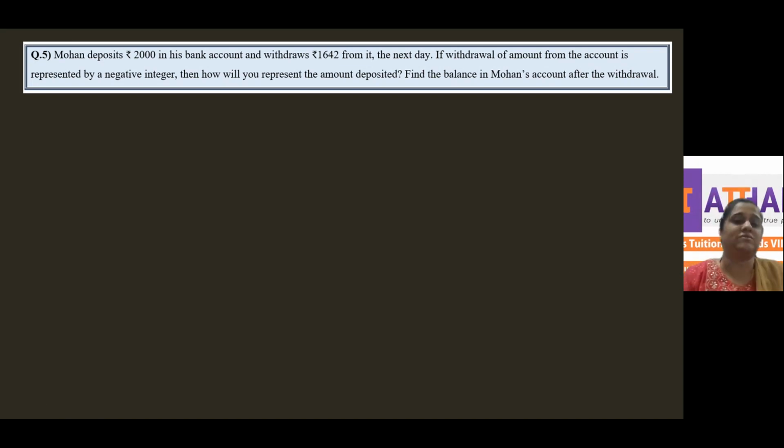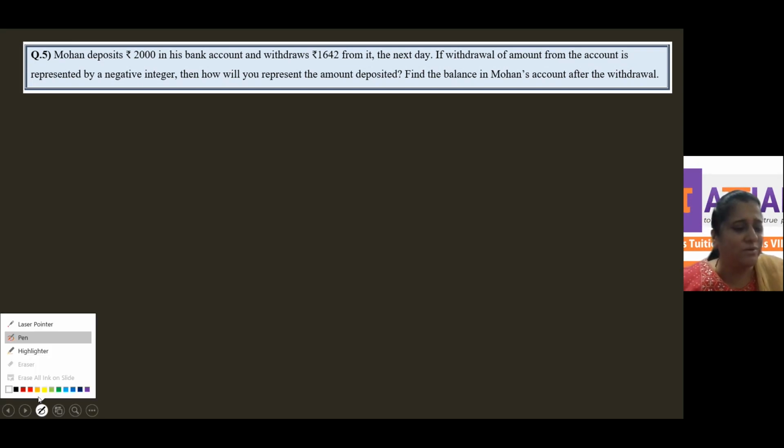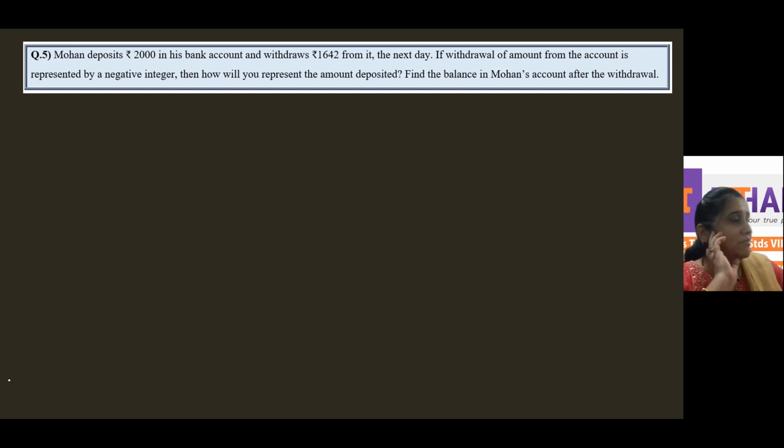Mohan deposits 2,000 in his bank account and withdraws rupees 1,642 from it the next day. If withdrawal of the amount from the account is represented by a negative integer, then how will you represent the amount deposited? Find the balance in Mohan's account after withdrawal. The answer is very simple, but you need to read the question. I'm reading it again for you. Mohan deposits 2,000 rupees in his bank account. So it will be plus 2,000. Depositing is plus.